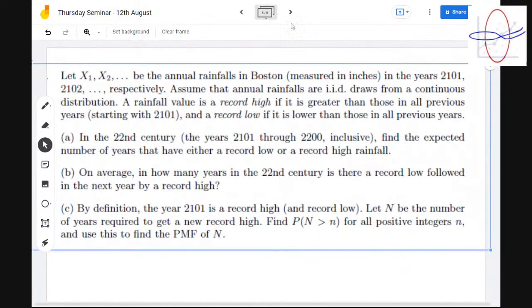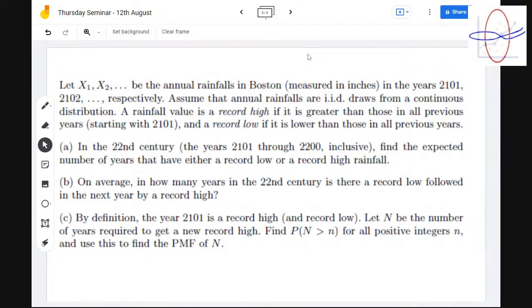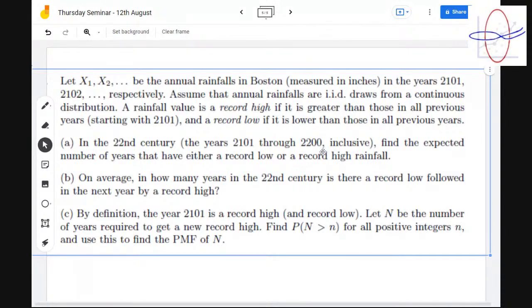So let x1, x2, up to xn be the annual rainfalls of the years in Boston, in the years 2101, 2102, respectively, consecutive years in the 22nd century. Assume the rainfalls are IID draws from a continuous distribution. A rainfall is a record high if it's greater than those in all the previous years, and a record low if it's lower than all the previous years.